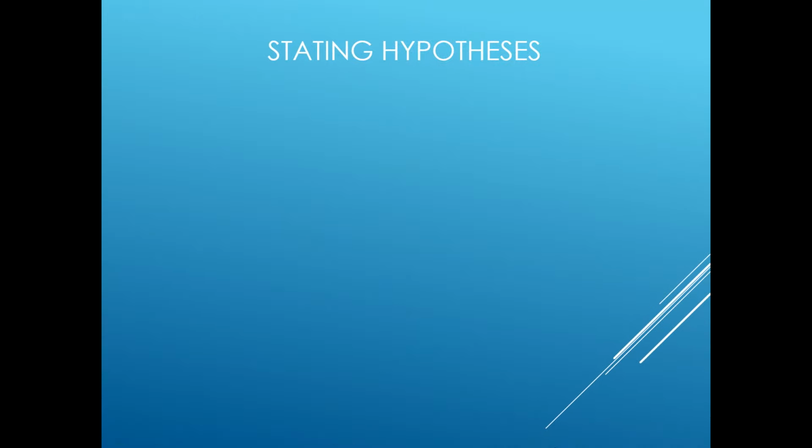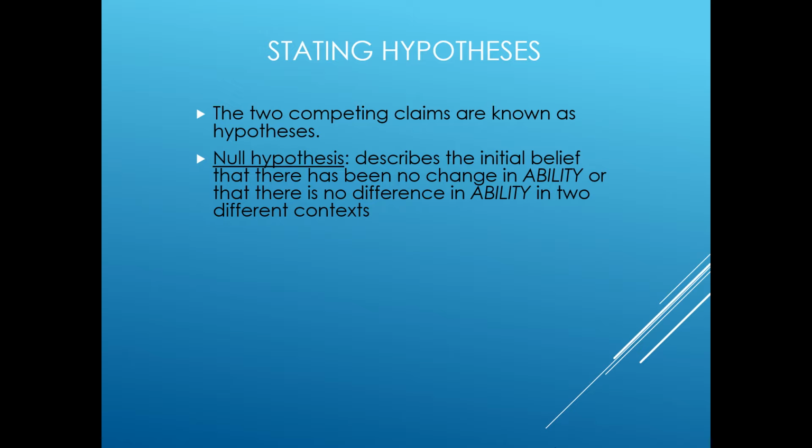So our next step comes into actually formalizing those claims. We talked about the two claims. They either have the same ability and it's because of random chance, or they don't. So we call that stating our hypotheses. There are two parts, two competing claims anytime that you write a hypothesis. So if you only have one, you haven't done it right. You've got to have two parts to it. The first part is the null hypothesis. This is kind of the one where we have to say that they're innocent. This is the initial belief that there has been no change in ability and there's no difference between the two contexts. It's just simply that random chance.